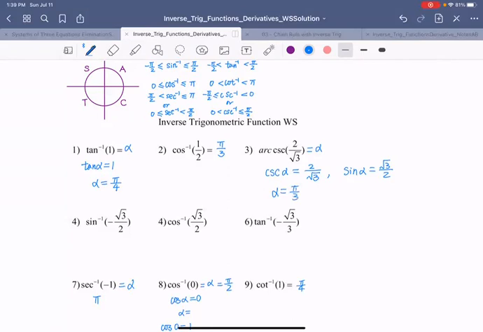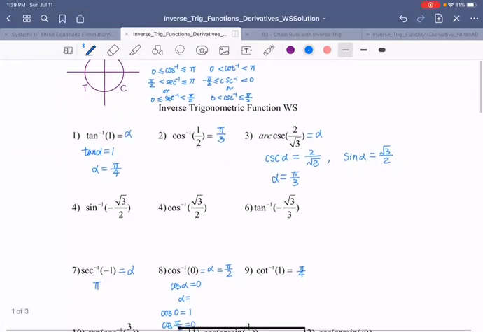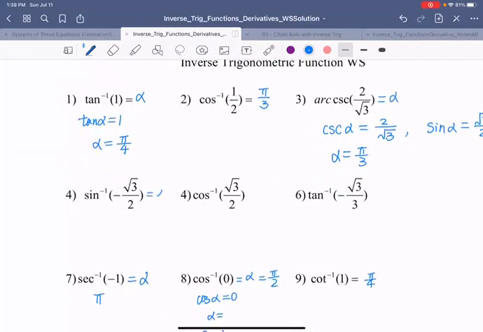Angela, let's do number 4. Okay, you make it equal to alpha, so then sine alpha equals -√3 over 2, and then alpha would equal negative pi over 3. Can I say 5 pi over 3? No, because of the range, right? Yeah, it's restricted. Okay. One more.